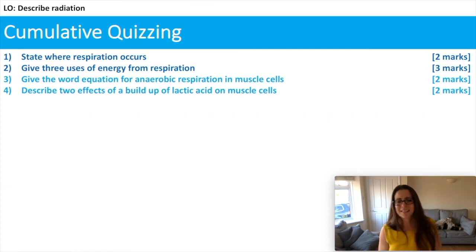Onto our cumulative quizzing. We've got the two questions from last lesson. This is how cumulative quizzing works. We don't just focus on the knowledge we're absorbing now, we focus on the knowledge that we had previously. And this constant recall builds more and more neurological pathways, which means that that information is easier to access. You build up more links to that information.